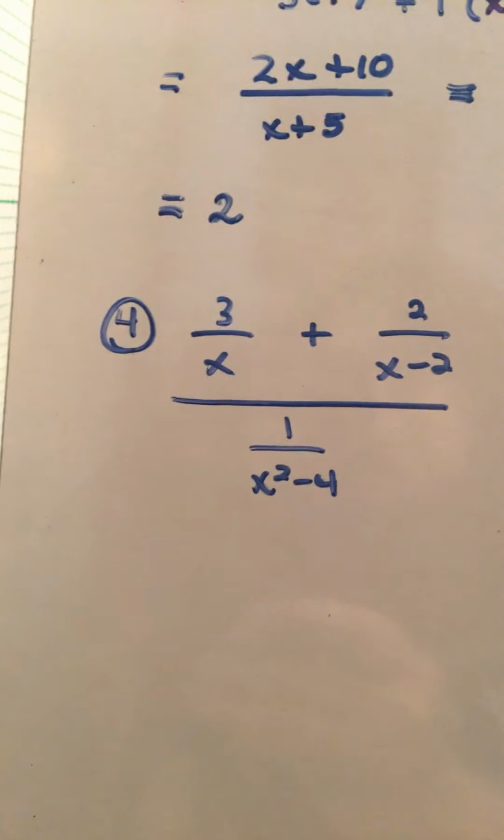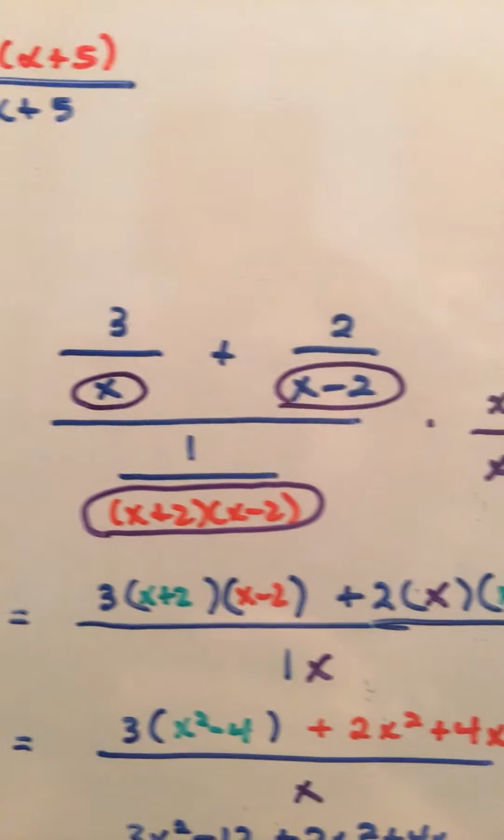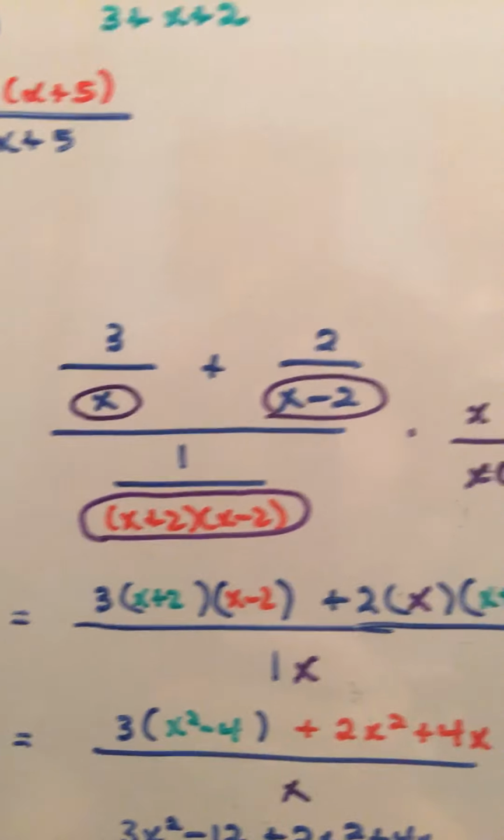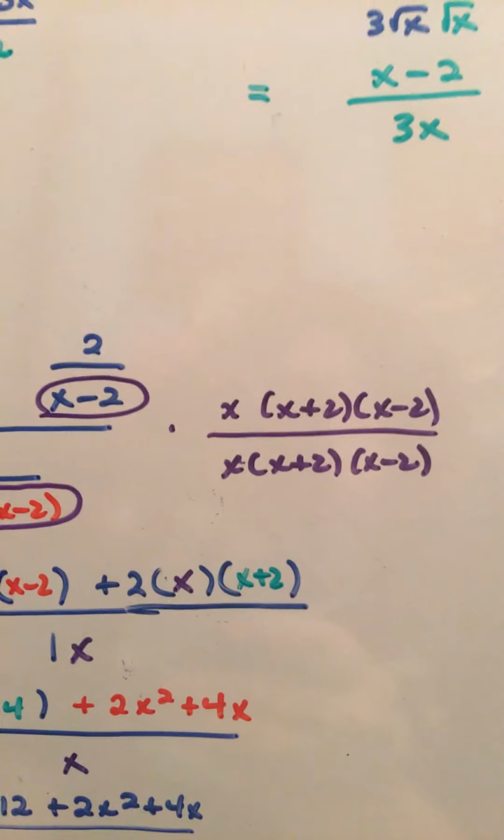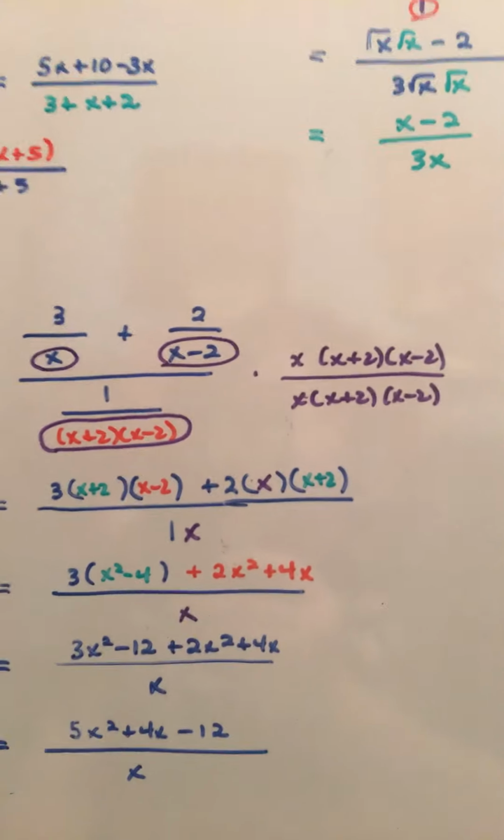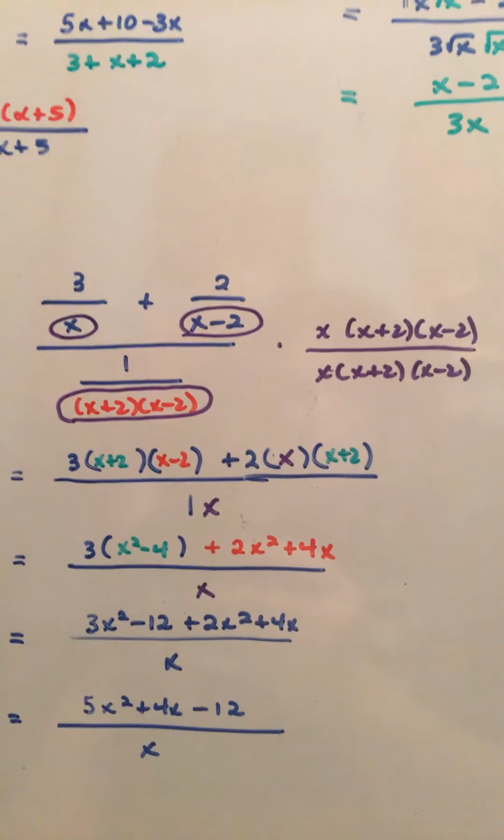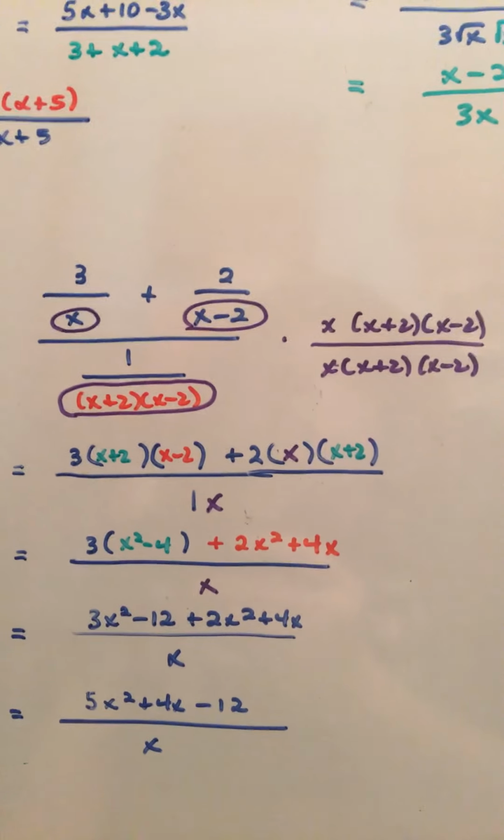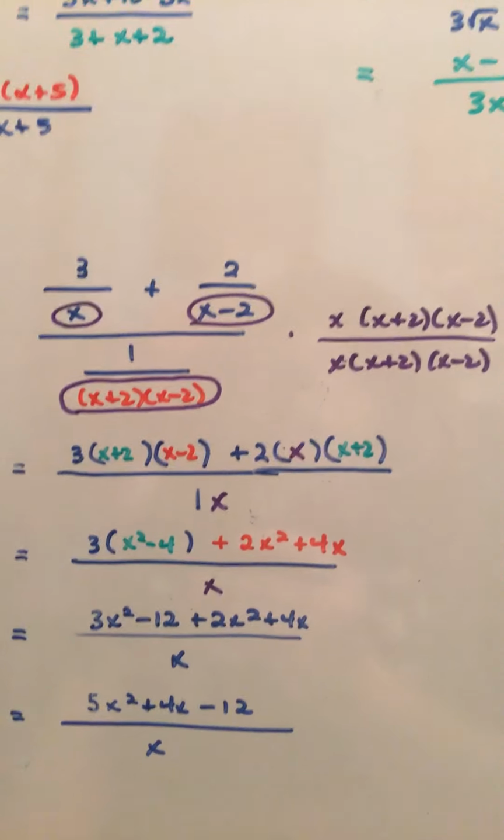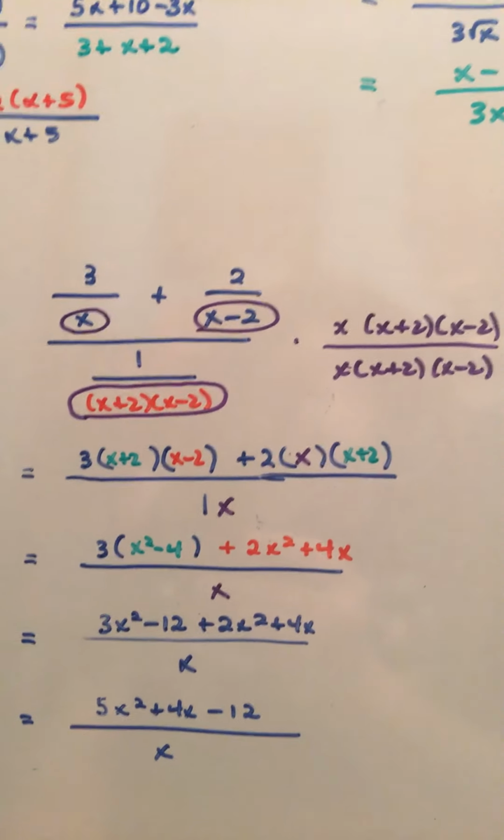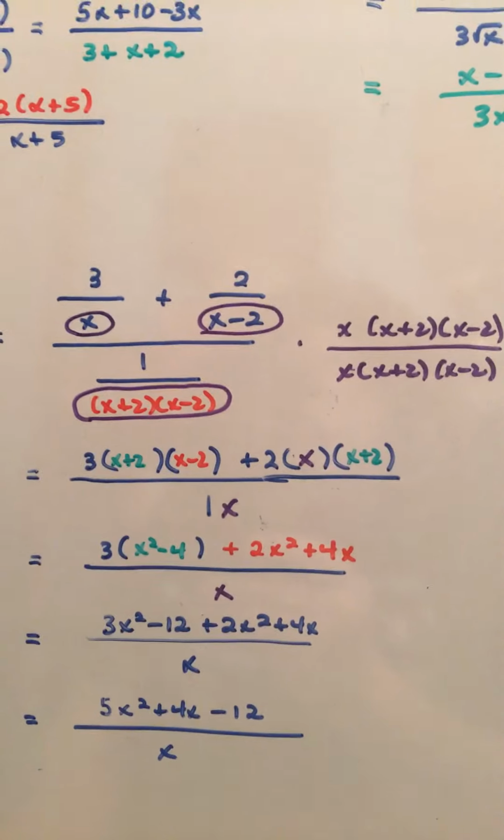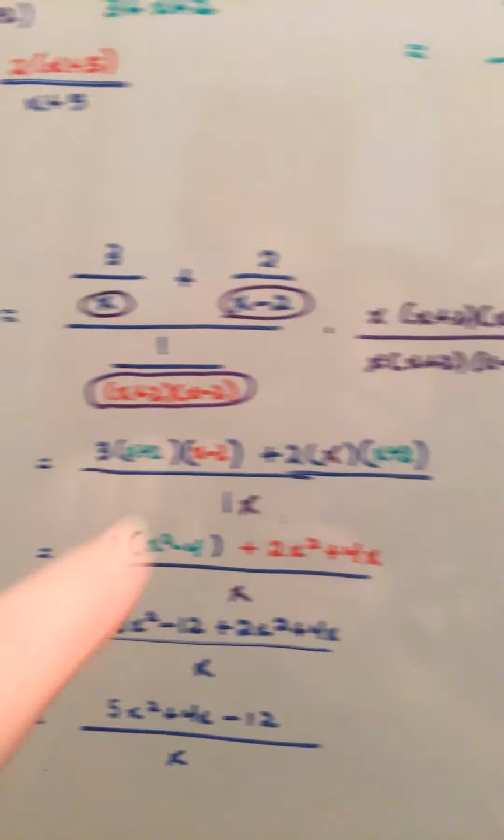Next problem. Everybody has a denominator. I went ahead and circled and factored. I indicated that I'm multiplying by my common denominator. I'm going to play what's missing. Notice what's missing is written in purple, in green, and red down here.